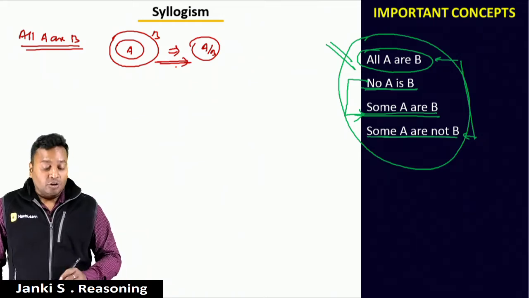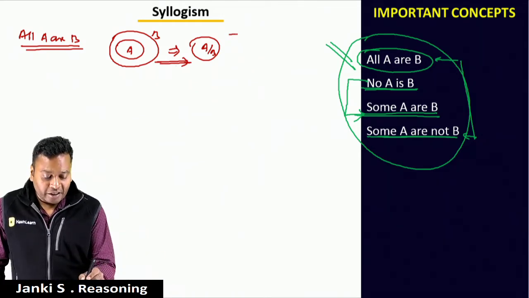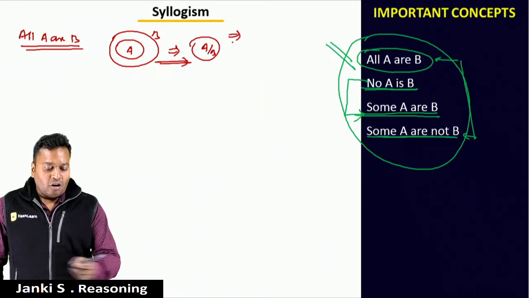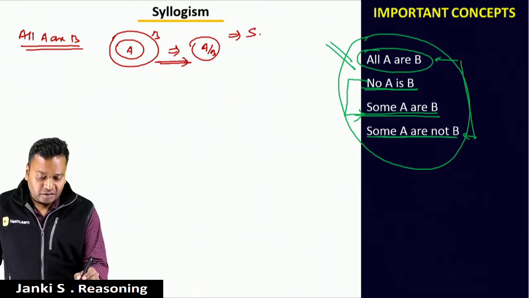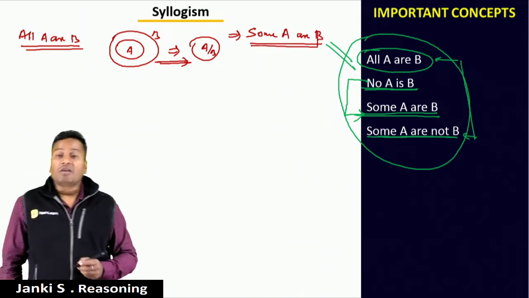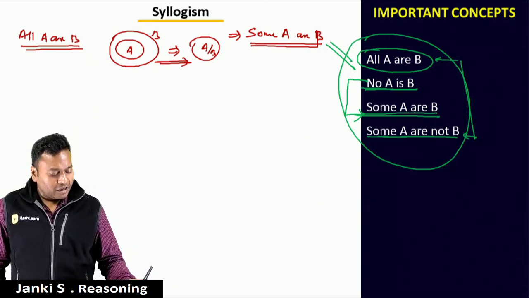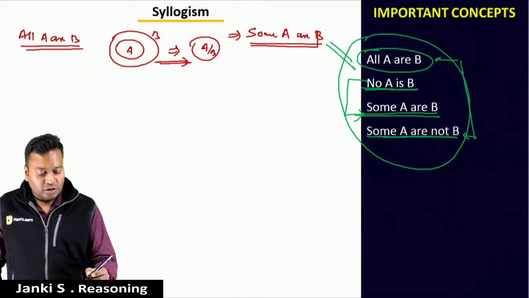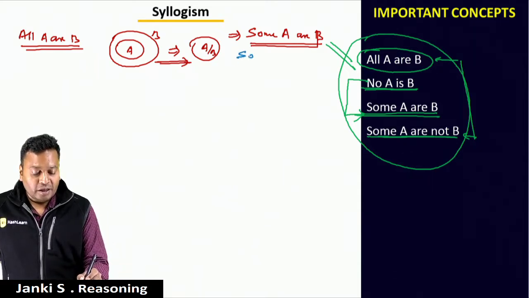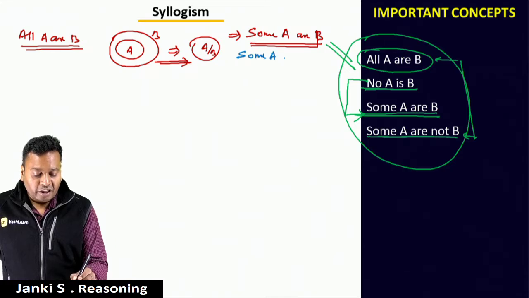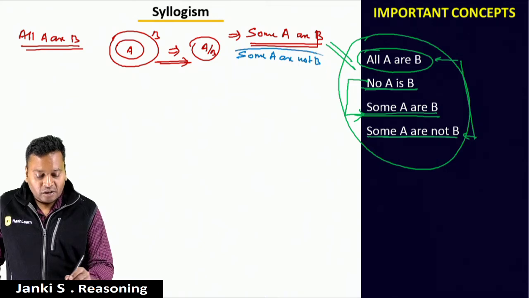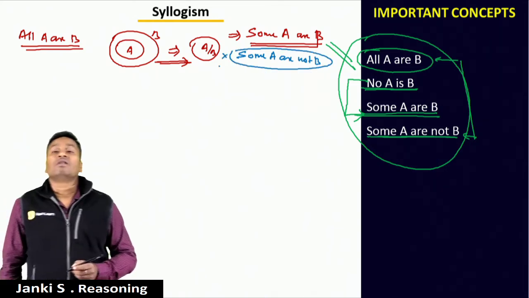So this was the condition. Now, what was the important learning? I'm telling you the learnings again. All A are B can also be written as some A are B, right? So this was the learning here: all A are B can always be written as some A are B. But the other important learning here was that I cannot write the value as some A are not B, right? So I cannot write the value as some A are not B.